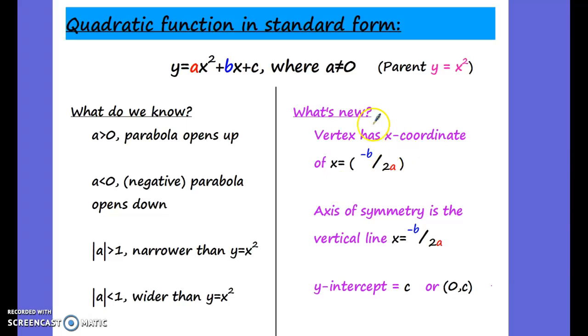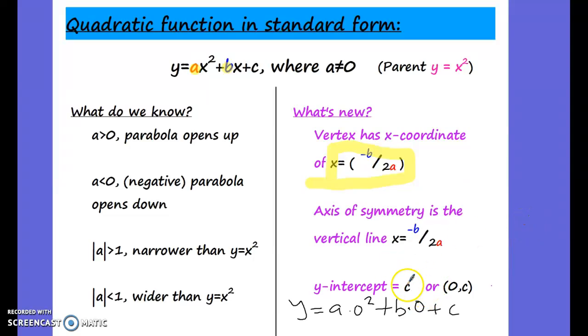So things that are new, there's a new way to find the vertex. When we are looking for the vertex, we are going to use this formula: x equals negative b divided by 2a, where b and a come from the standard form. Axis of symmetry, well, that'll still be the same x value as our vertex, so that part doesn't change, just how we find it changes.